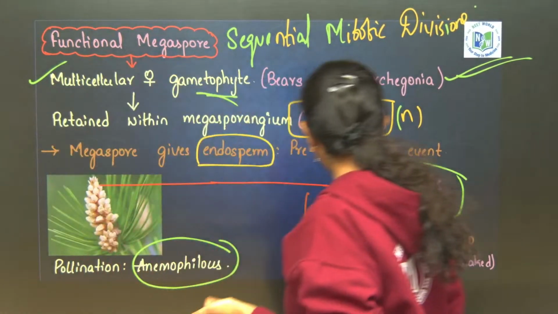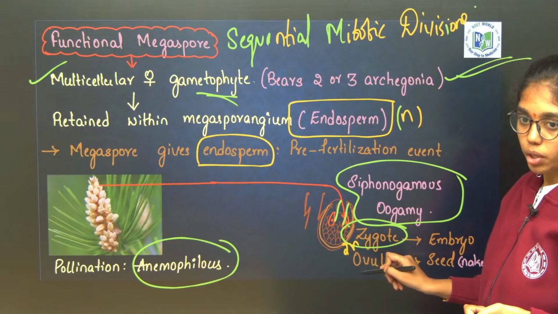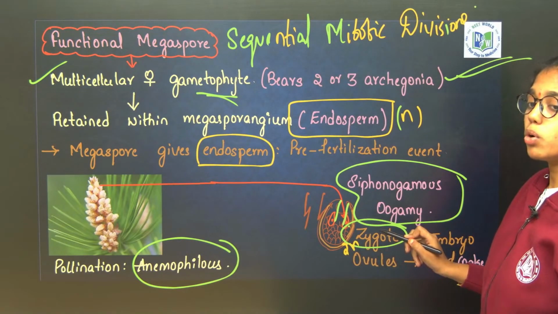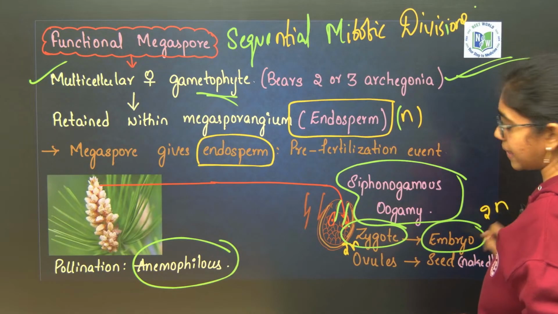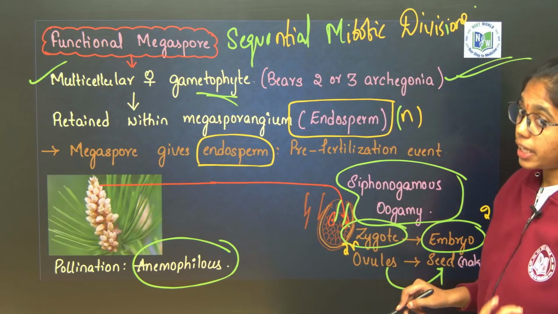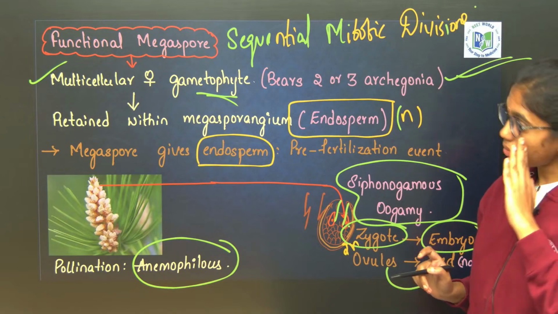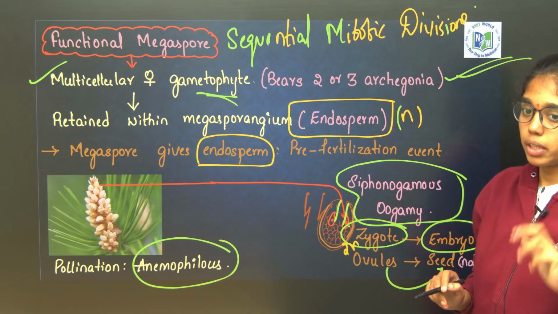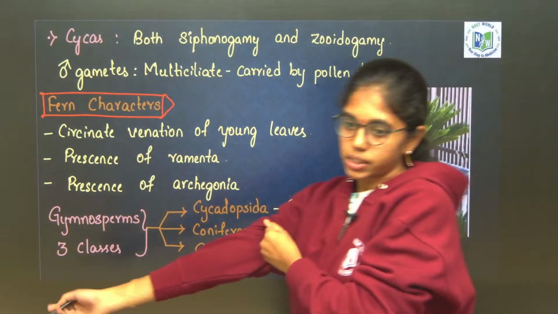Siphonogamous oogamy. So post fertilization, the very first cell formed, the product of fertilization, is what? Zygote. Zygote is diploid. This diploid zygote undergoes mitotic divisions and forms the embryo. Ovules will turn to seed, but there is no ovary wall, so seeds are naked, without seed coat. Till here it is clear now? Any doubt anywhere?